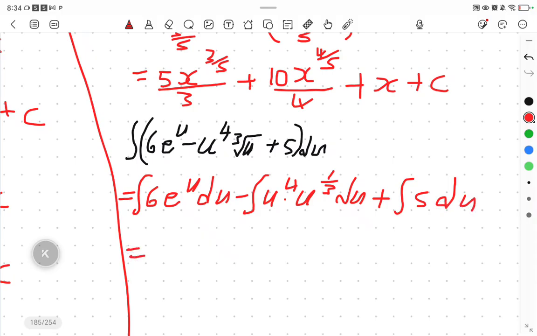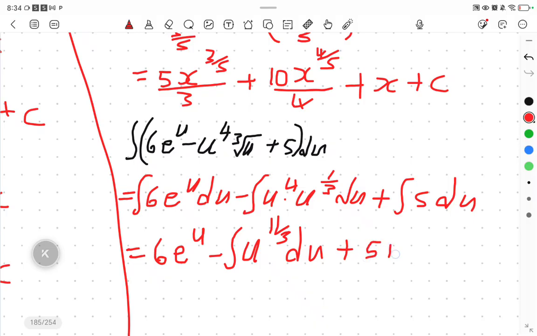And this will be equal to 6. This will remain the same. Every time you integrate e to the something, it remains the same. E to the u actually, or e to the x, as long as it doesn't have any constant there or negative. So this would be integral of u. So if I add these exponents, what would I get? 4 times 3 is 12, 12 that is 11, 11 over 3 du plus 5u.